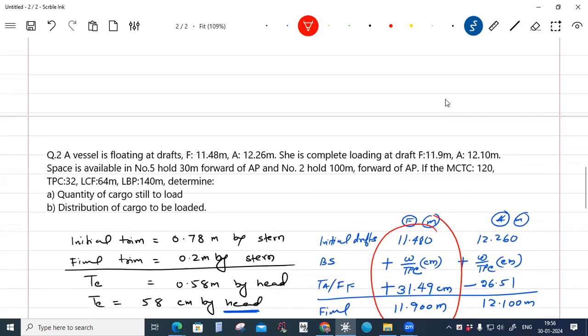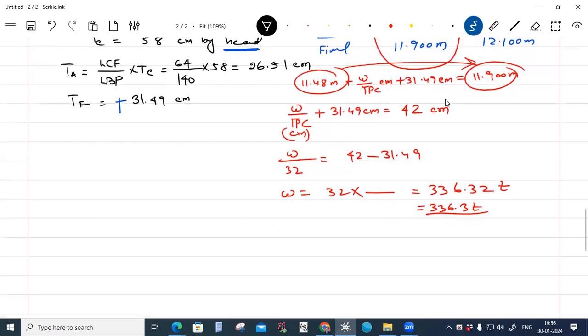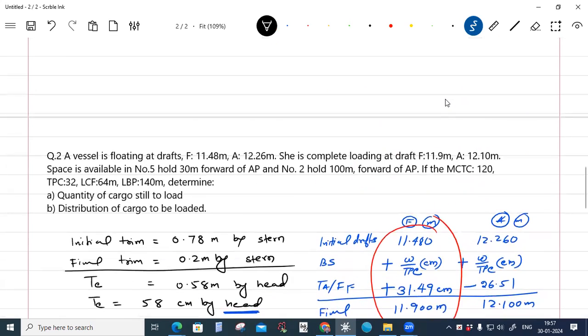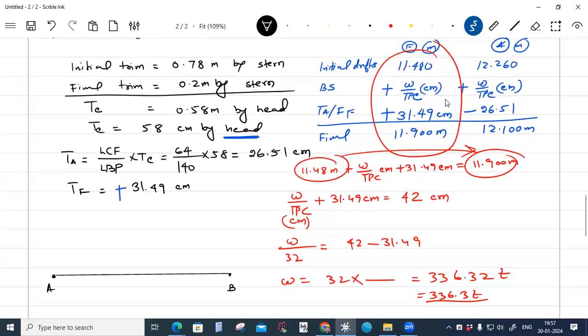The next question is distribution of the cargo. So what is the difficulty in distribution? Draw a line. This is aft. This is bow, forward. And where is the LCF? LCF is 64.